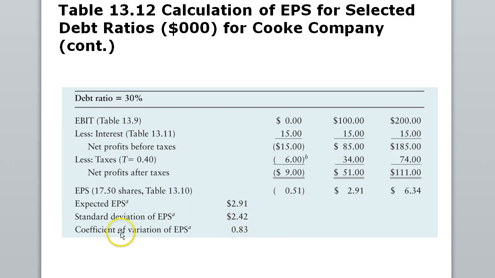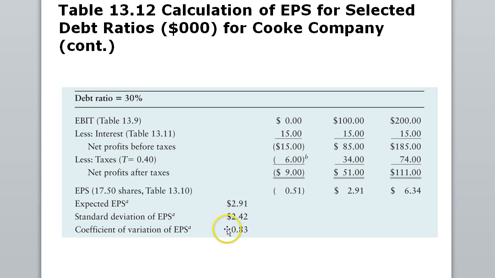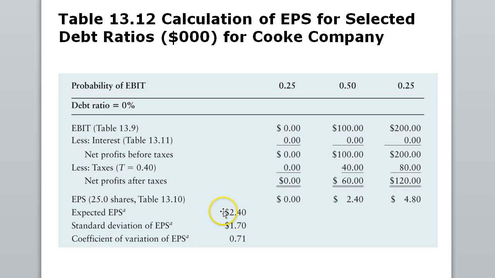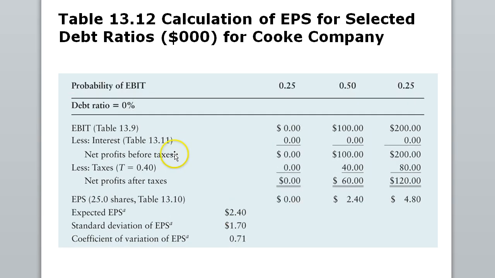Now, the standard deviation and coefficient of variation increase from 170.71 to 242 and 0.83, which shows more variability, more risk. So even though the leverage did increase our earnings per share, why did it increase the earnings per share? Because we have fewer shares of stock. When we have zero debt, we have more shares of stock.